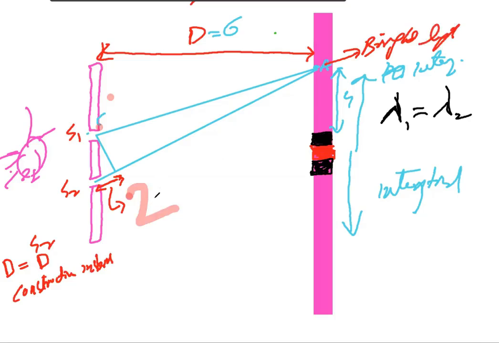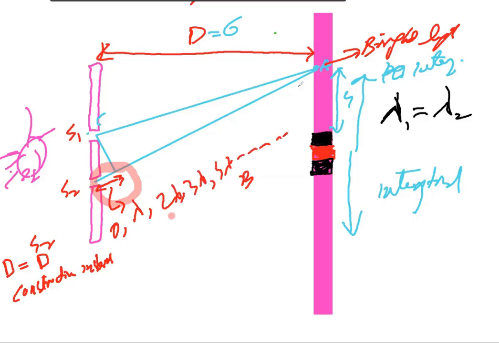Wait, how do you find out if it's bright or dark? I don't get it. If this is equal to 0, lambda, 2 lambda, 3 lambda, 4 lambda, then you will get bright light. How do you know? Sorry, how do you know what lambda is?